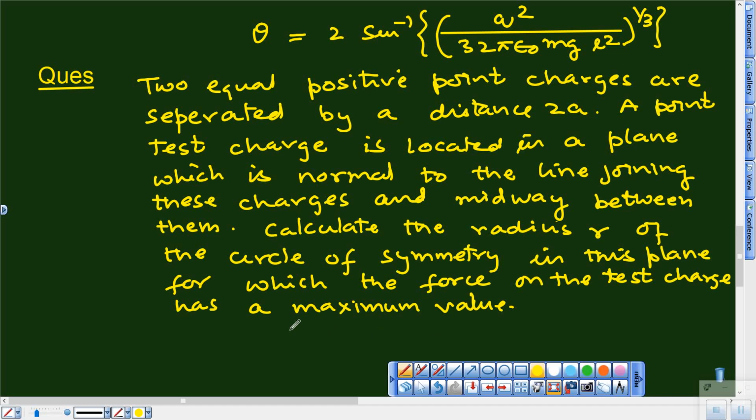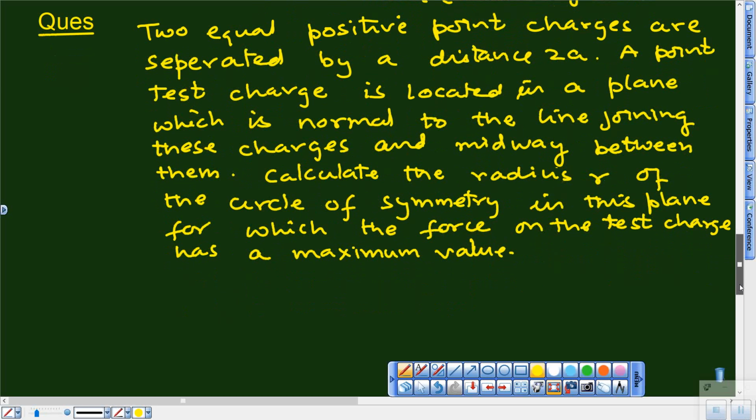Okay, let's come back to the question. Two equal positive point charges are separated by a distance 2a. A point test charge is located in a plane which is normal to the line joining these charges and midway between them. Calculate the radius r of the circle of symmetry in this plane for which the force on the test charge has a maximum value.